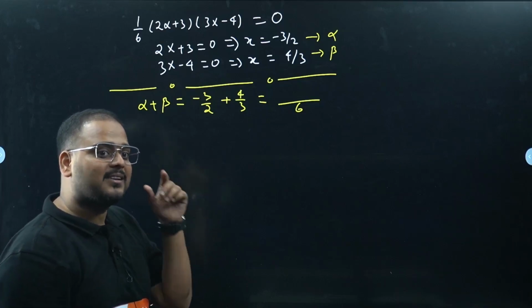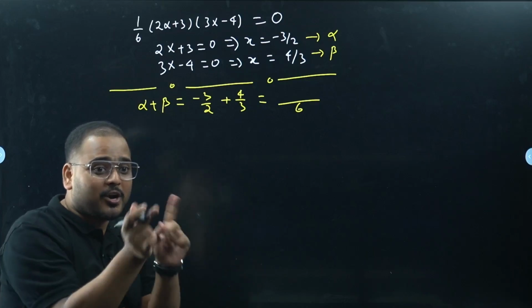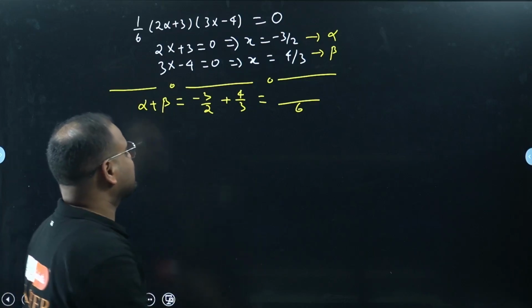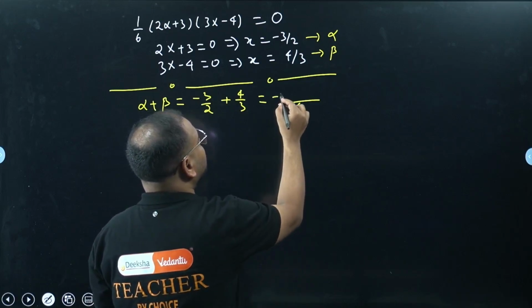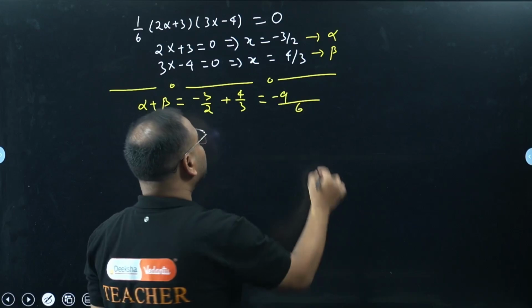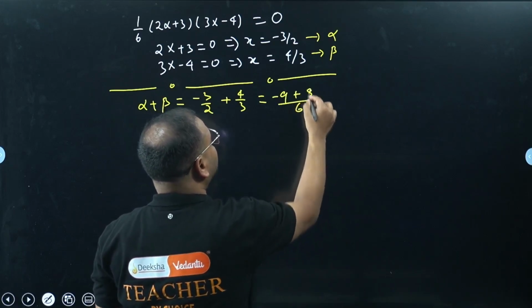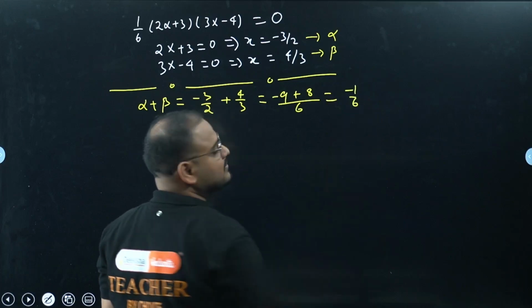We learned last class, LCM of two different prime numbers is the product of the primes. So 2 into 3 is 6. So minus 3, we have to do the same operation up. So minus 3 into 3 will be minus 9. And 3 times 2 is 6. Same operation on the numerator. Plus 4 into 2, which is 8. Answer is minus 1 by 6.